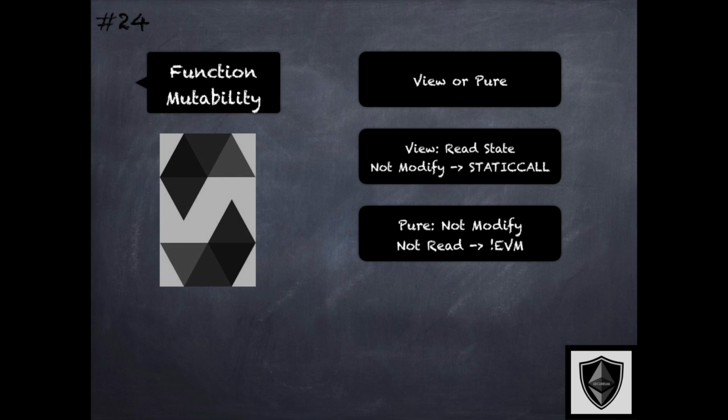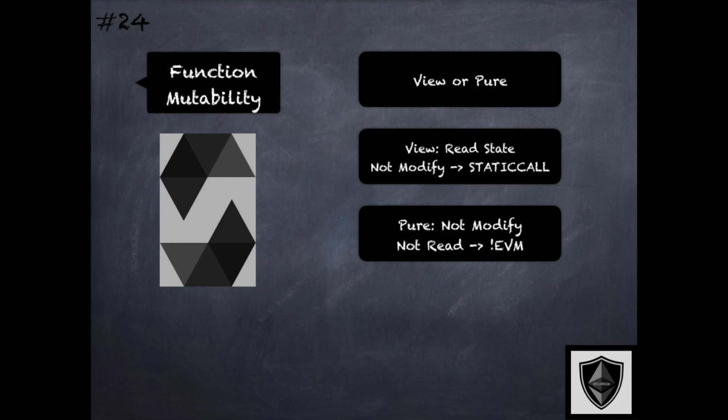The not modification part can be enforced at the EVM level, like we discussed, but the not reading part cannot be enforced by the EVM because there are no specific opcodes that allow that. And there are again various actions that are considered as reading from the state.